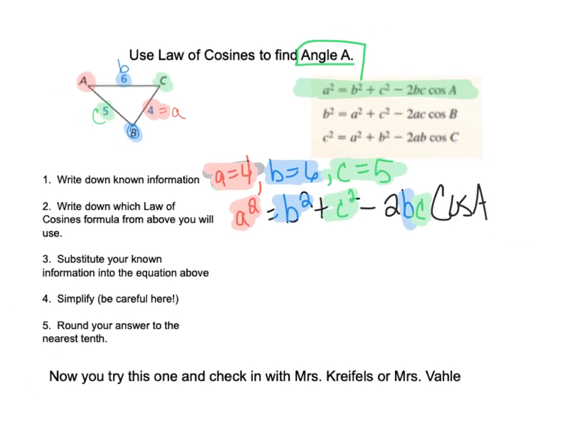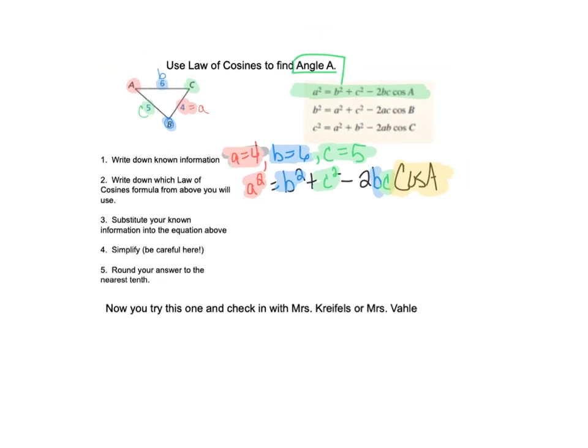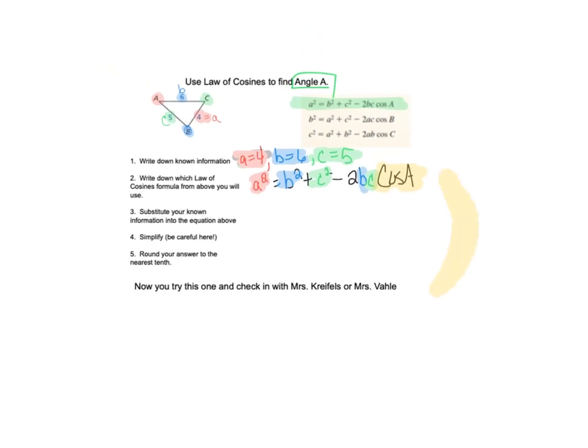And again, once you substitute, you're going to combine those like terms, and ultimately at the end of the day, what we want to get is the cosine of A all by itself. So when you get finished and have all of this work here shown to show what you got for an answer, let me or Mrs. Valley know, and we will come by and do a quick check on it for you. Okay, good luck.